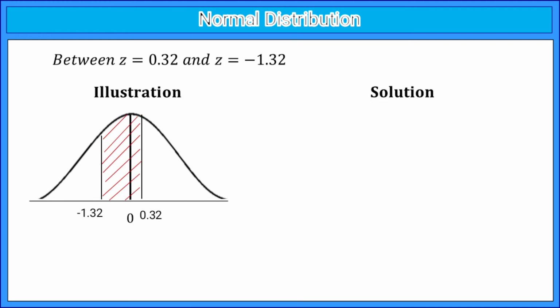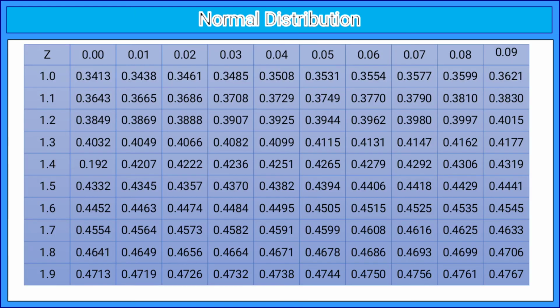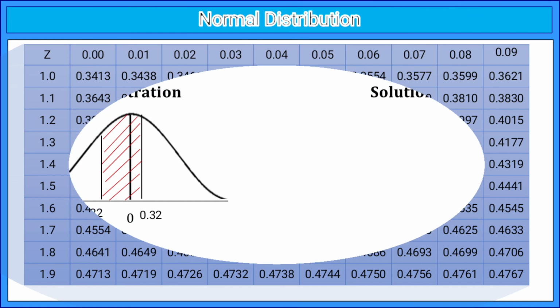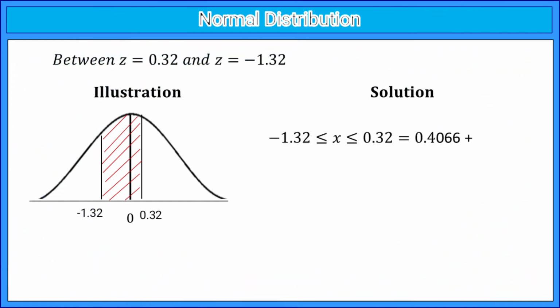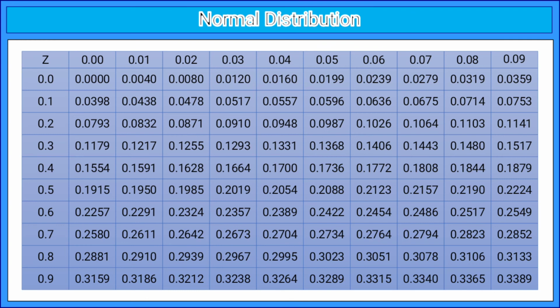For our solution, let us first take a look at our given standard normal distribution and find out the value for the 1.32 z-score. So we have 1.3 and then 0.02. It lies here, 0.4066. And then we are going to add it with the value of our z-score 0.32. Just take a look again at the table for 0.32. For 0.32, our given value is 0.1255.